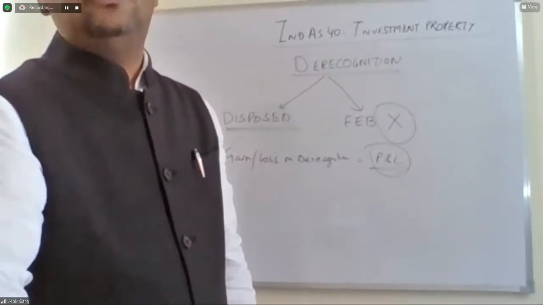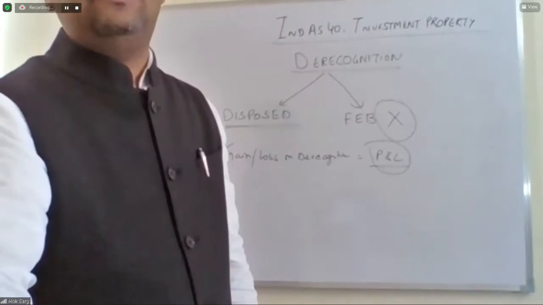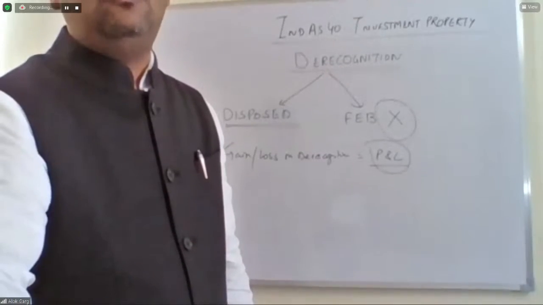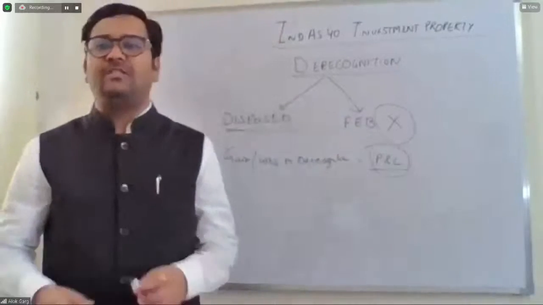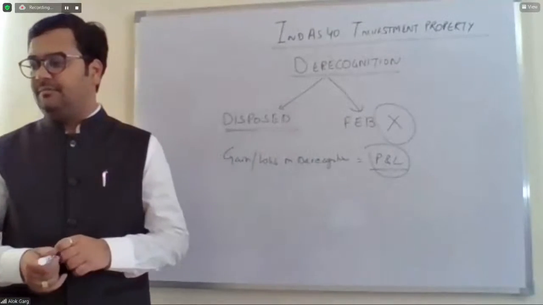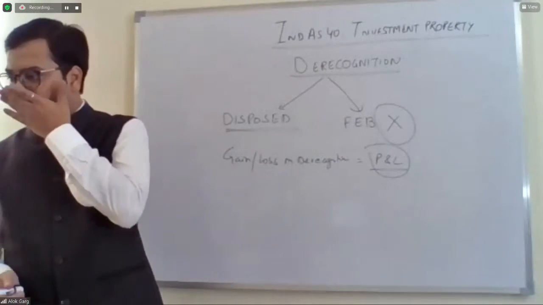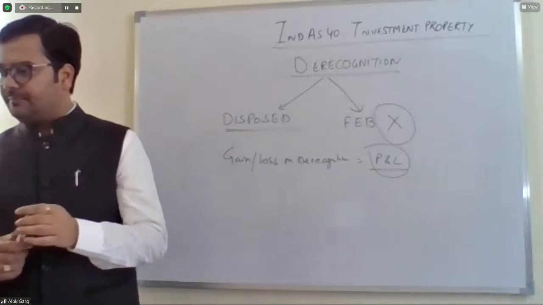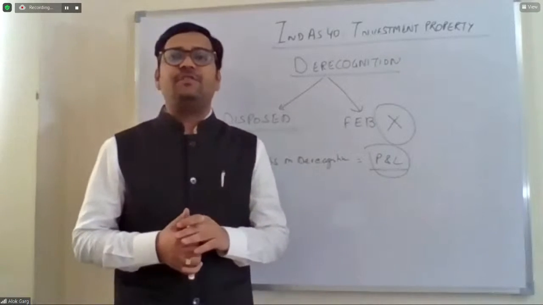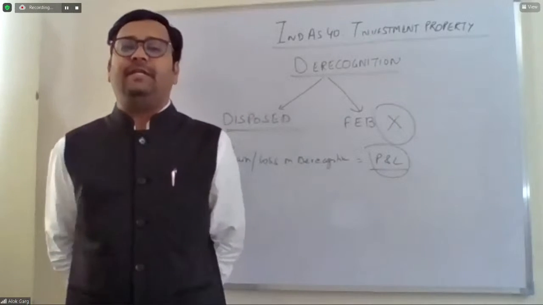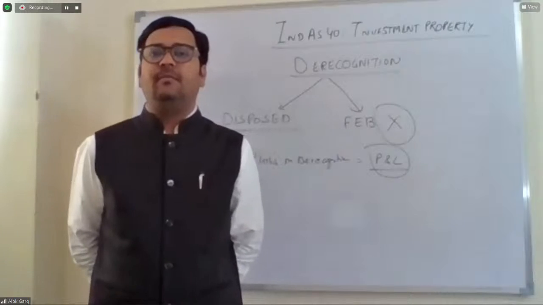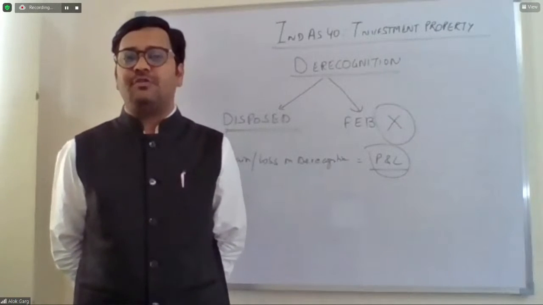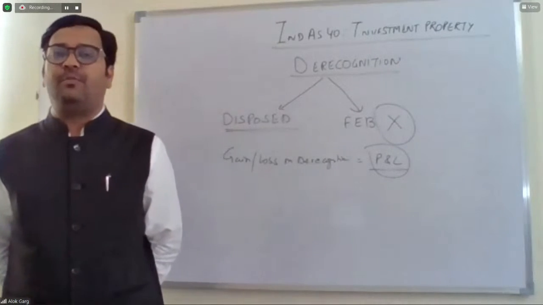Okay. So quickly we'll do some concept testing, whether you have understood the concept or not. Quickly tell me, which of the following is not an example of investment property? Tell me quickly the answer of question number 1. Land held for undetermined future use. This is an example of investment property.